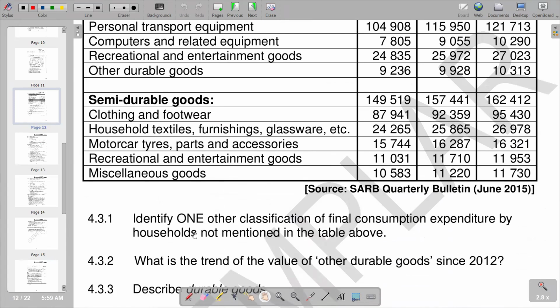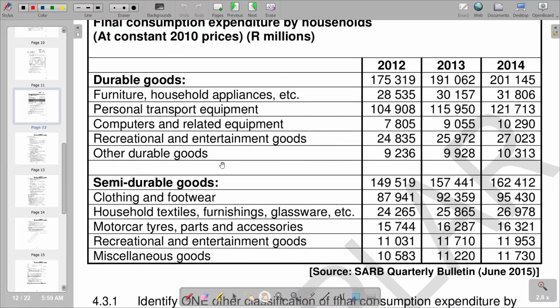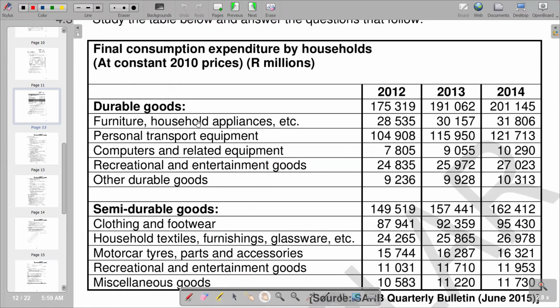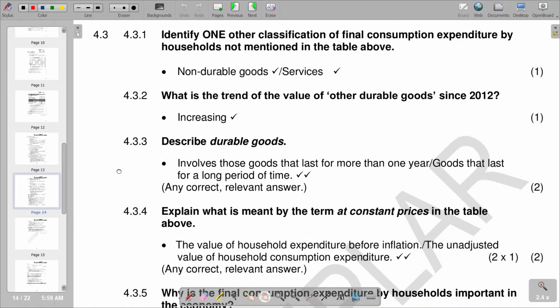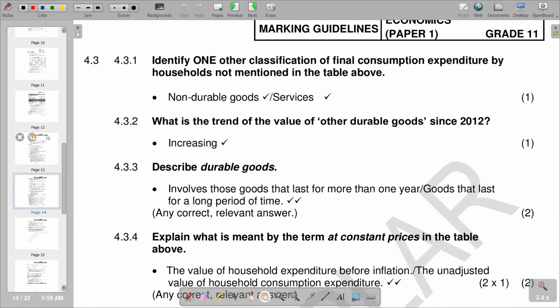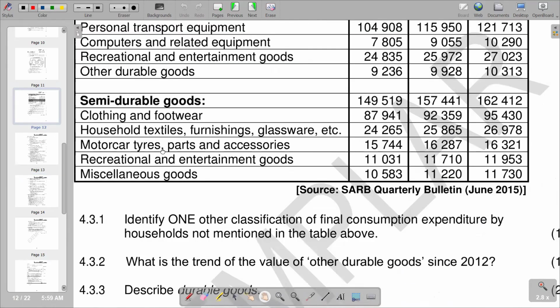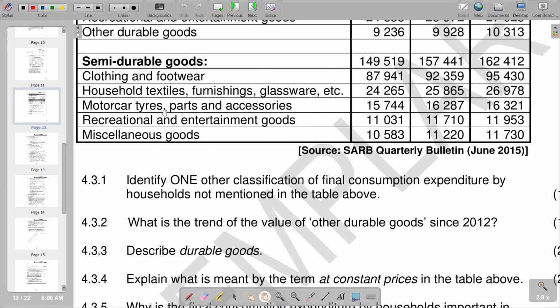mentioned in the above. So you see that only durable goods are included, but we can also have non-durable goods that we can include. So we are saying non-durable goods is the one that is not being included. We go to the next part, which reads, what is the trend of the value of other durable goods since 2012?